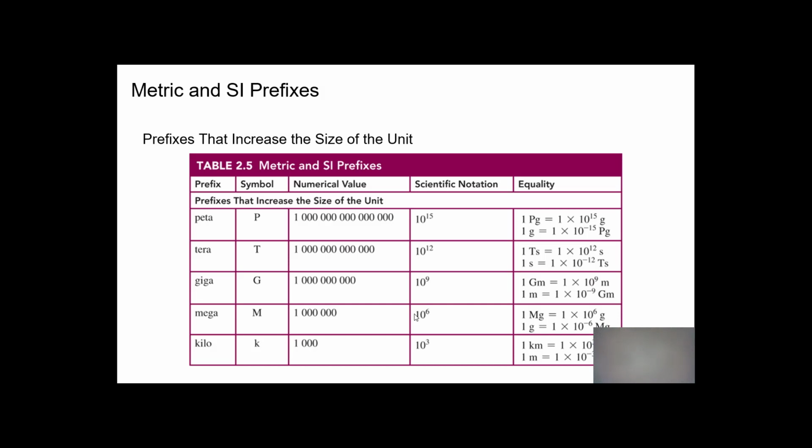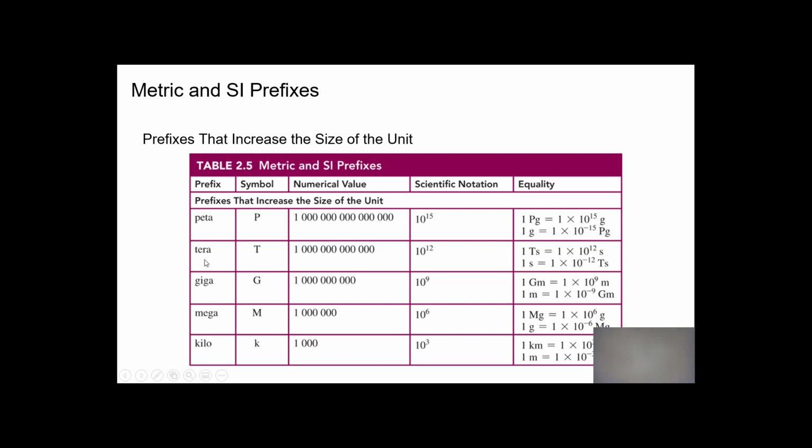Here is the metric system that we'll use. Below kilo is a base unit, so it would be 10. Anything above it increases in size. So it goes kilo, mega, giga, tera, and peta. I really have never touched peta ever.